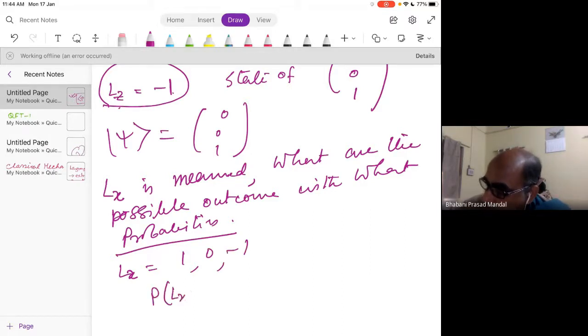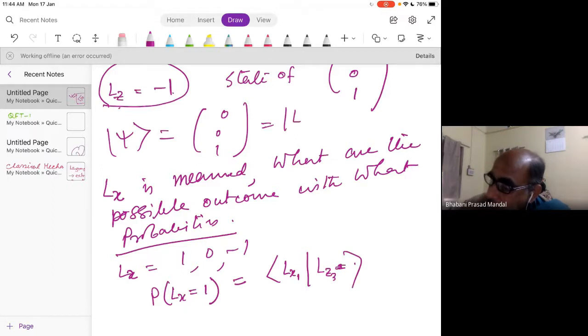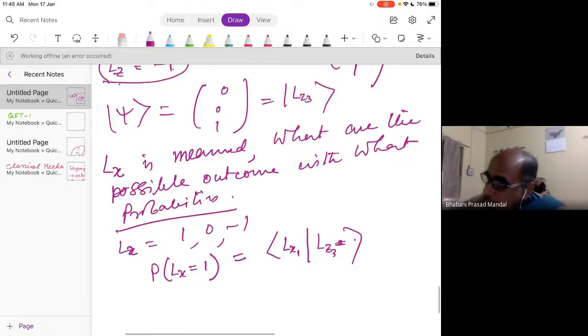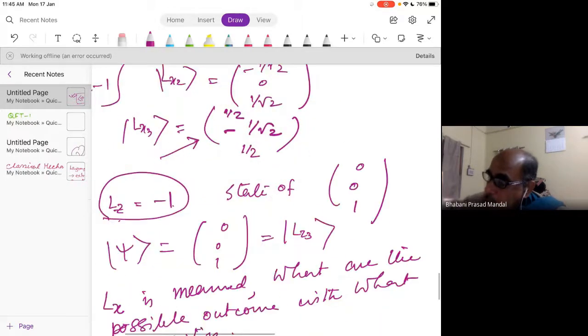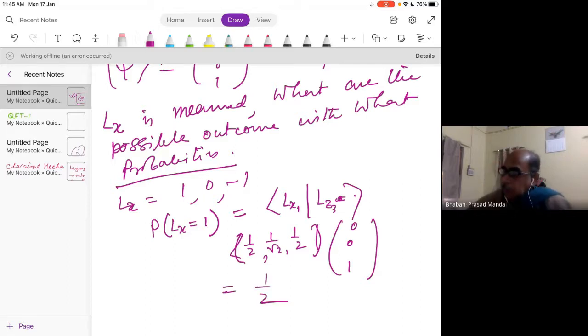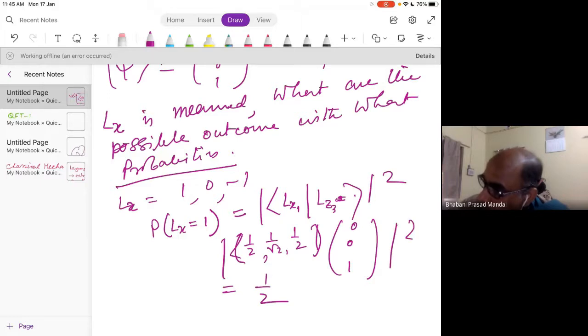So probability of Lx equal to 1 will be the Lx equal to 1 state inner product with this state. This is Lz3, my third eigenvalue, minus 1. So this you have to calculate. Lx1, what is your Lx1? Lx1 is this state, half, 1 over root 2, half. Now this is in the bra, so it will be the row vector, and this multiplied by the state 0, 0, 1. So answer will be half. If you multiply, you'll get half. The probability will be mod square. So it will be half into half, so 1/4.